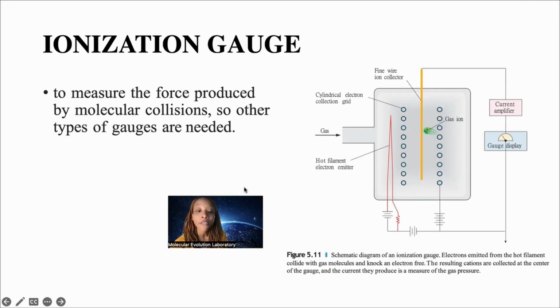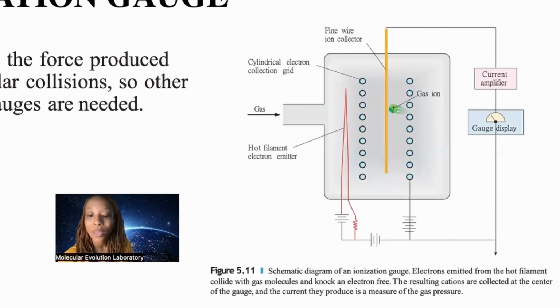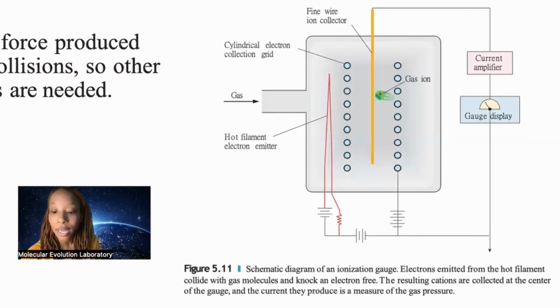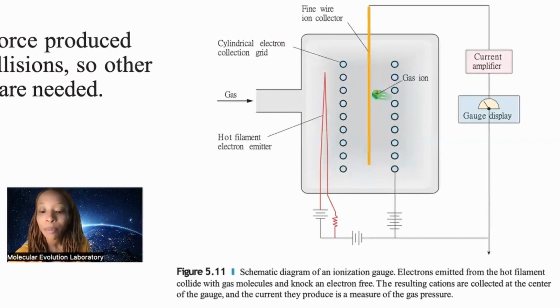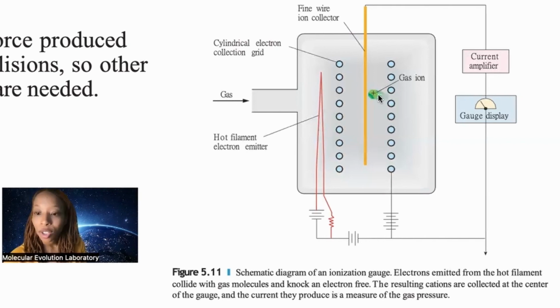So this is used to measure the force produced by a molecular collision. Here we can see the molecules or ions, and we also have the ion collector. The gas would enter here. You have the hot filament, the electron collision grid, and the electron collection grid. This is basically a schematic diagram of an ionization gauge, where electrons emitted from the hot filament collide with gas molecules and knock an electron free. The resulting cations are collected at the center of the gauge, and the current they produce is a measure of the gas pressure.